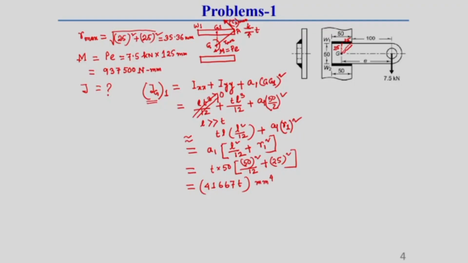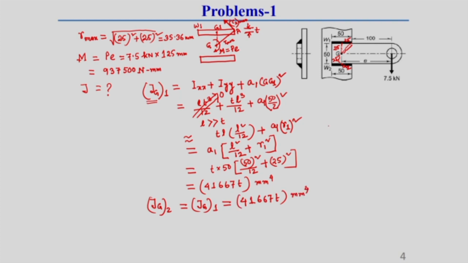Now, two symmetric welds are there. So, this upper side one similar weld and lower side another similar weld, and the distance of this lower side weld, that means weld G2, this distance also is 25. So, the polar moment of inertia Jg2 also will be same as Jg1, because both are symmetric, which is also equal to 41667 T millimeter to the power 4.